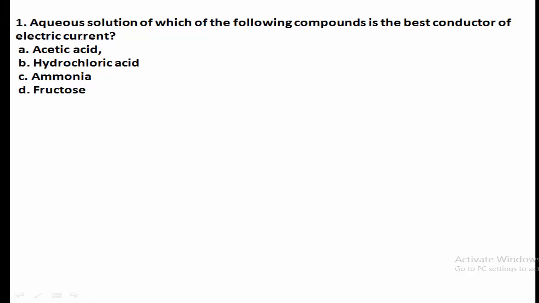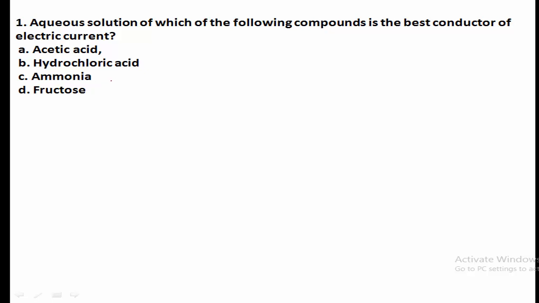So the first question is, aqueous solution of which of the following compounds is the best conductor of electric current? Option A, acetic acid. Option B, hydrochloric acid. Option C, ammonia. And D, fructose. Among these four, which one is the best conductor of electric current?